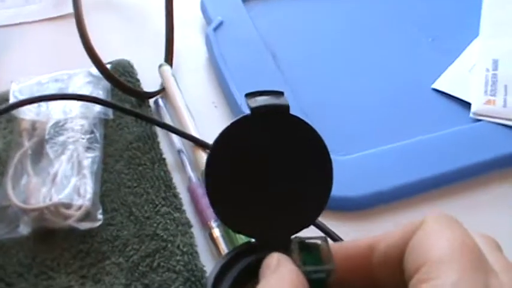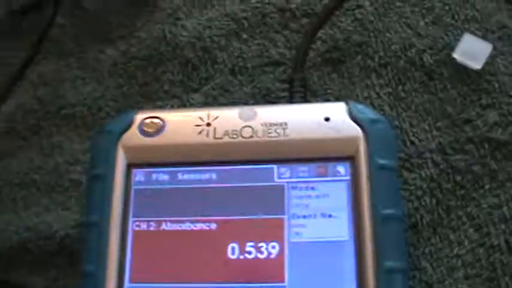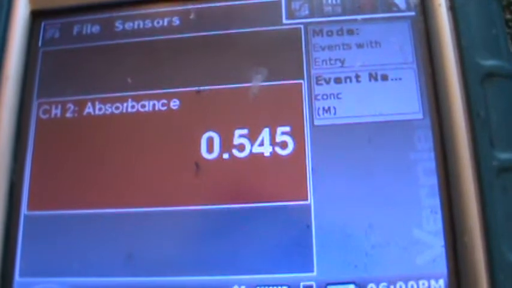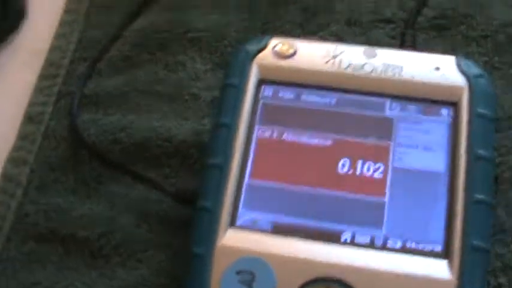Okay, so I'll come over here and place it into there. And I see this settling at right around 0.545. So we'll come over here, and right here you're going to write absorbance equals 0.545.